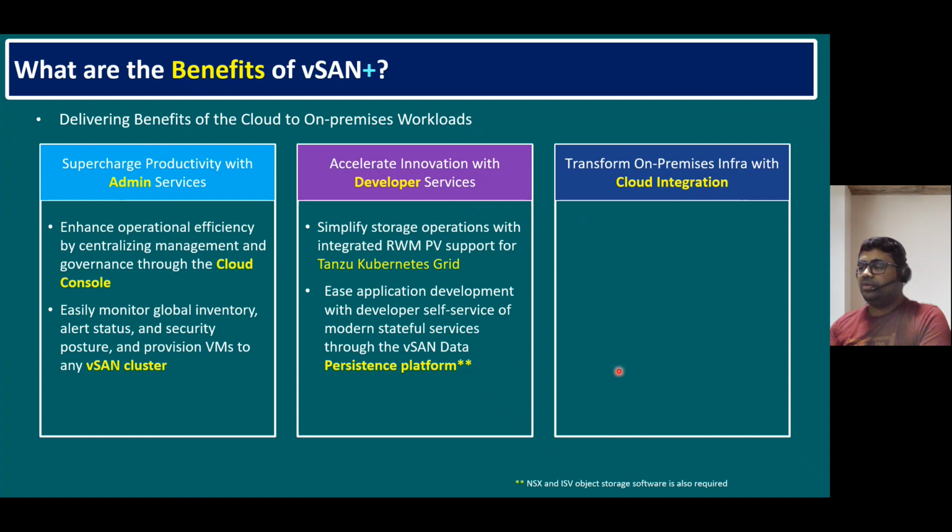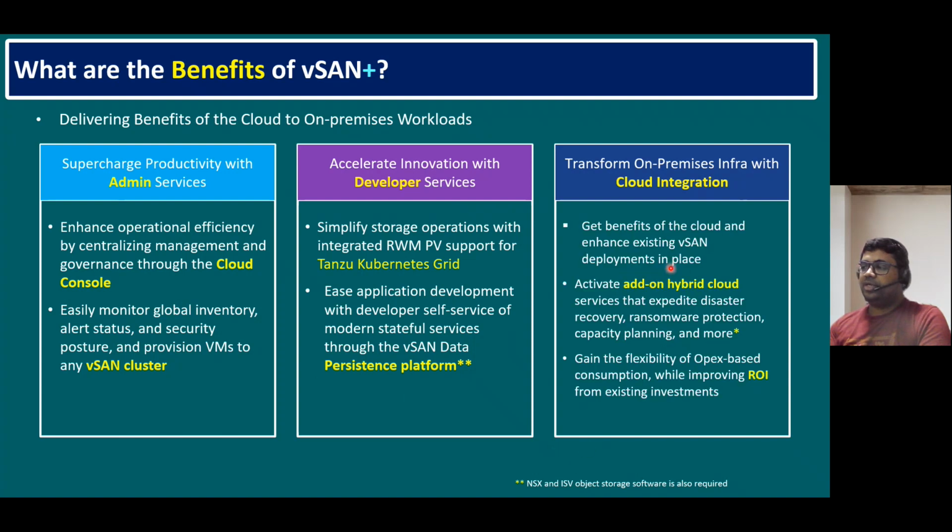From the integration perspective, we can use hybrid cloud, and whatever investment we made in vSAN, we gain the flexibility and OpEx-based consumption while improving the return on investment from existing investments. Integration with hybrid cloud service is in the development stage. And if you want to use persistent volumes, I marked it with two stars, which means it requires NSX, and ISV object storage software is also required to use persistent volumes as part of developer services.